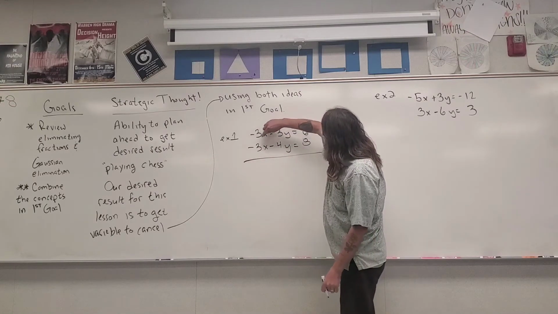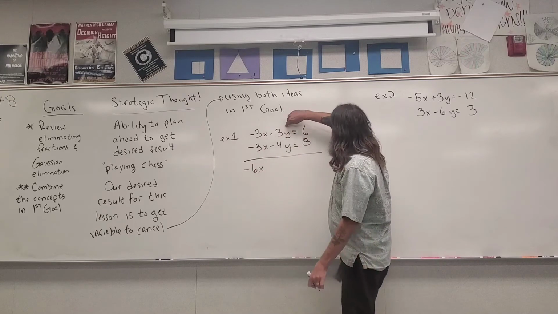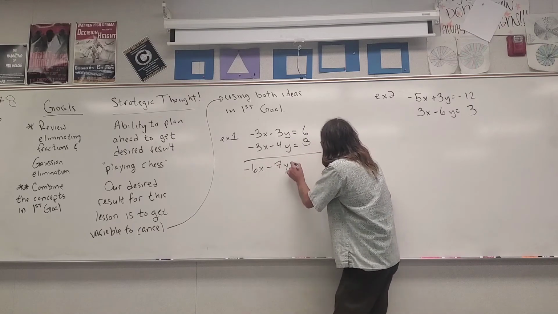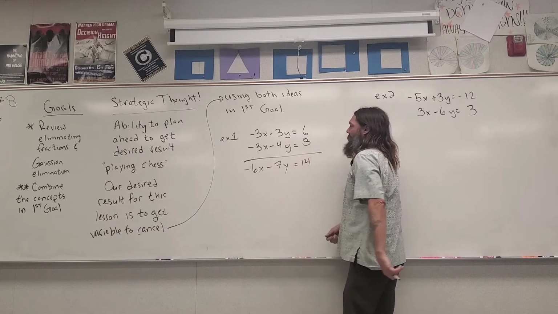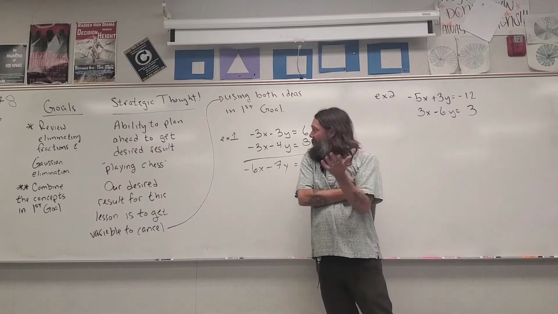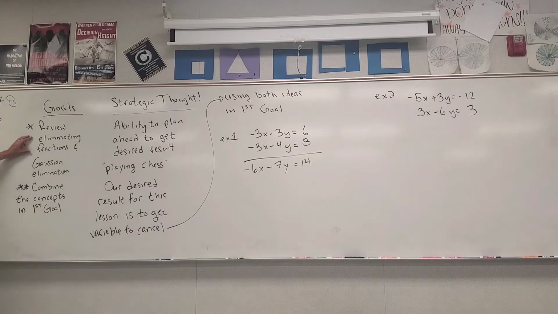I owe you $3, I owe you $3, so I owe you $6. I owe you 3, I owe you 4, so I owe you 7. And I get 14. Nobody canceled. That's a problem. We did the Gaussian elimination, but we didn't use the skill set that we used to eliminate fractions.